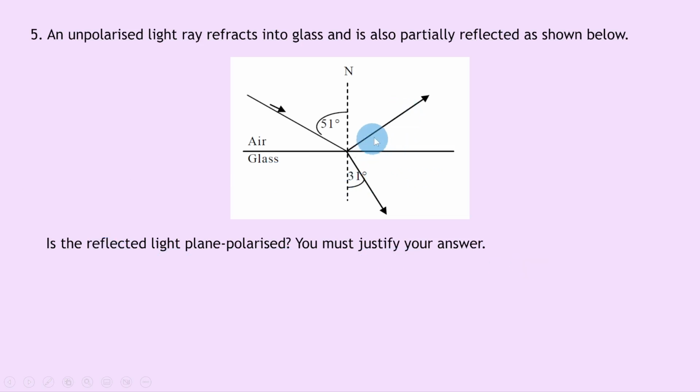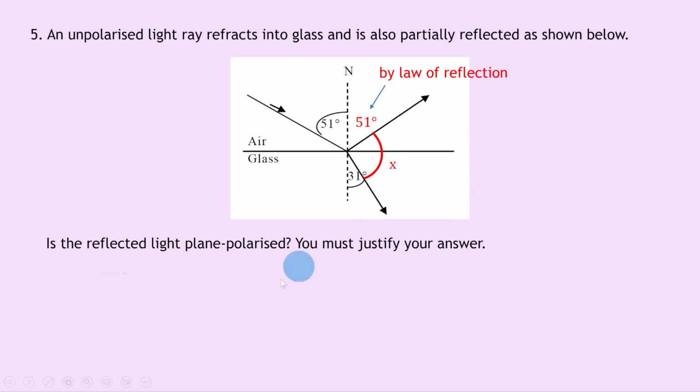Well, to work out whether the reflected light is plane polarised, we need to know whether the angle between the reflected light and the refracted light is 90 degrees. So let's start by labelling some of our angles here. So we know that by the law of reflection that this angle must be 51 degrees, and we have the angle of refraction is 31 degrees, and we want to find the angle in here. So we can do that using these two angles and the fact that all three angles here must add up to 180 degrees. So let's label this angle that we're trying to find and let's call it x.